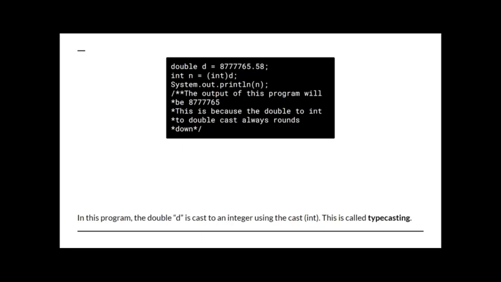Next we have an integer value named n, and we're going to turn the double value into an integer by applying the parentheses and the int. And then we're going to put a semicolon there because that's how we end statements. And then we're going to print it out with our print command that we learned in the previous video. And the output will be 8,777,765. But where did the 0.58 go? Why isn't it 66 at the end and not 65?